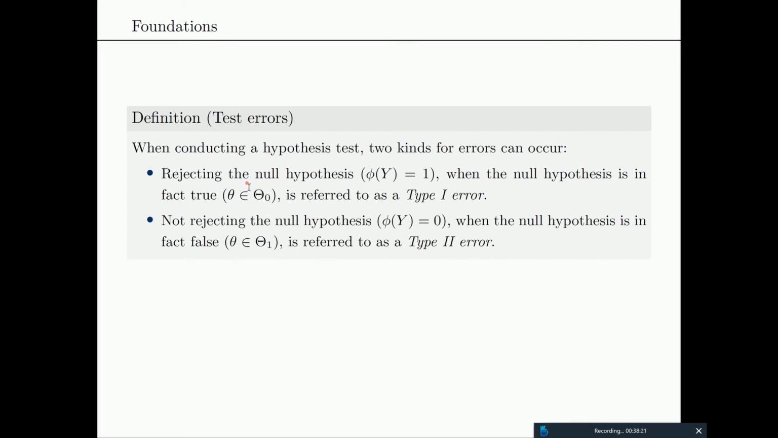And the other error that can happen is that you don't reject the null hypothesis. So your test, again, phi x, says, in this case, 0, when the null hypothesis is in fact false. So your true but unknown parameter is in the subset of parameter space corresponding to the alternative hypothesis. And this is referred to as a type 2 error.